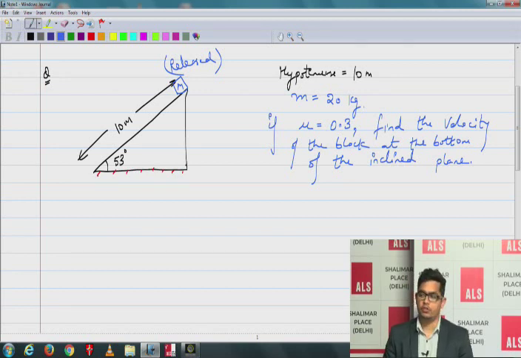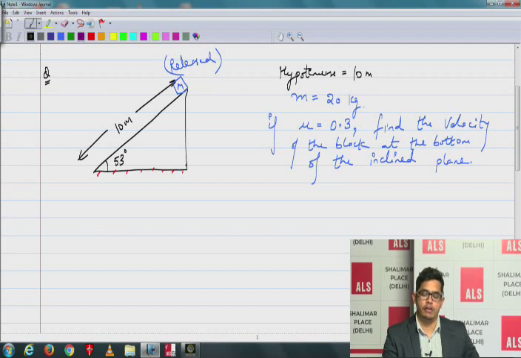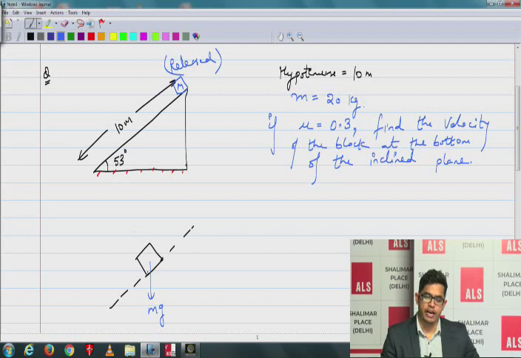Anyone? Should I explain this? Guys, apply the work energy theorem here, and to apply it you have to calculate the net work done by all the forces on the block. If you make the free body diagram, we have mg acting downward, normal acting perpendicular to the plane, and friction acting in the backward direction, against the motion.